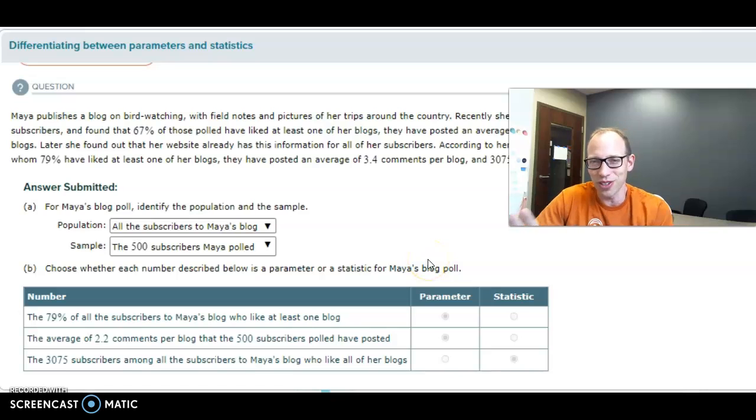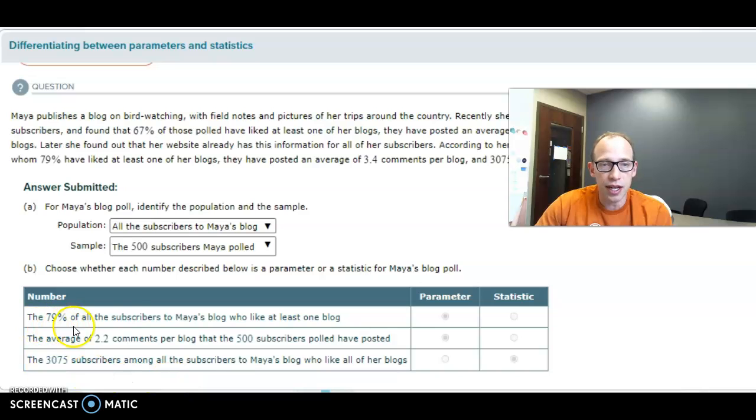Now, little hint here, or little trick, memory trick. Parameter begins with P, and so does population. So parameters are about population. And then statistic begins with S, and so does sample. Statistics are any number that describes the sample.